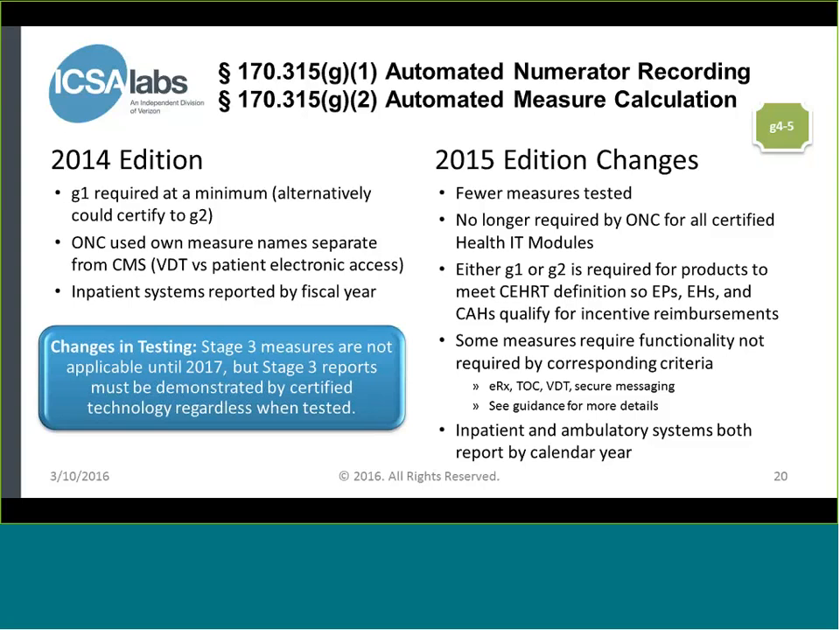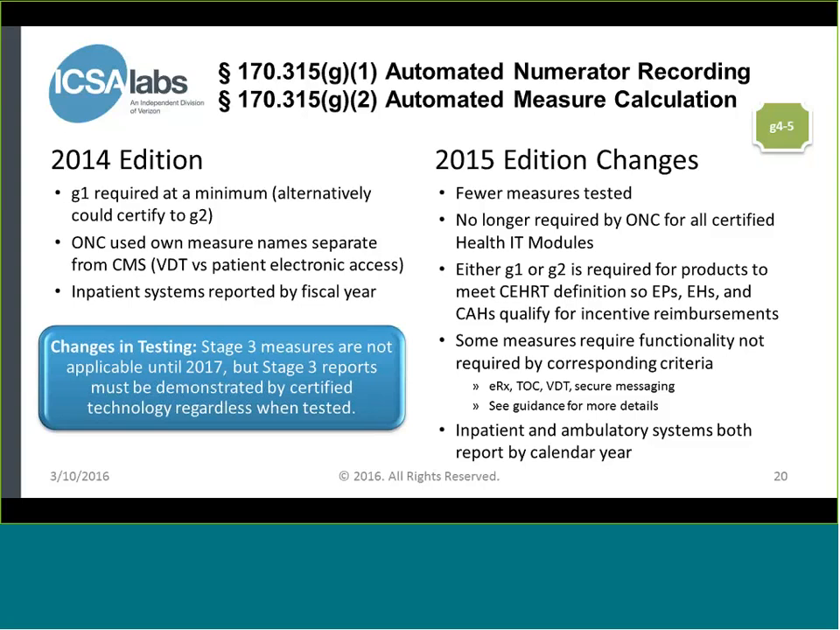As far as the testing goes, in the past, there was occasionally some confusion because ONC used their own names for the measures that were separate and distinct from the CMS names. So, ONC might call it the view, download, transmit measure. CMS called it the patient electronic access measure. Another thing we would see is ONC called them Measure A, Measure B. CMS called them Measure 1, Measure 2. Fortunately, ONC has reconciled those differences, and they are now using the same terminology that CMS uses for the most part. There are fewer measures tested than before.